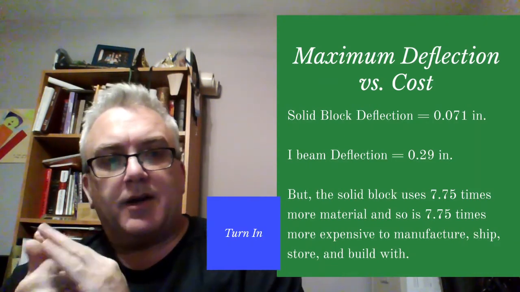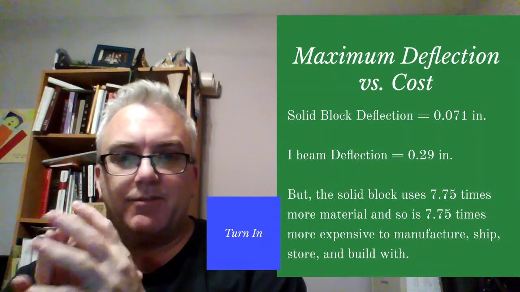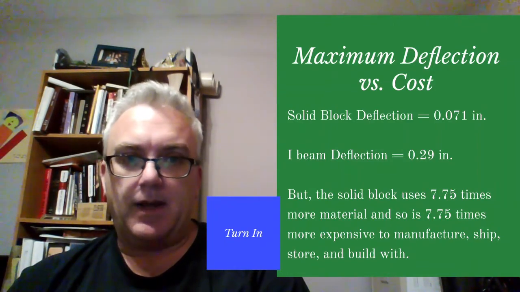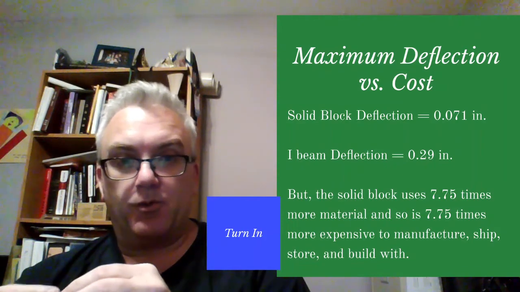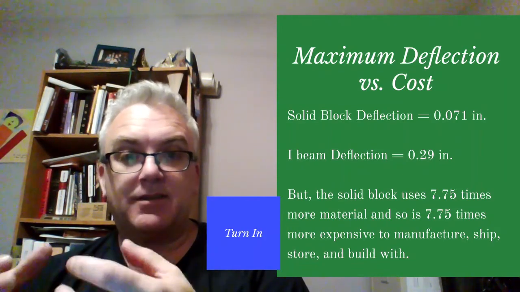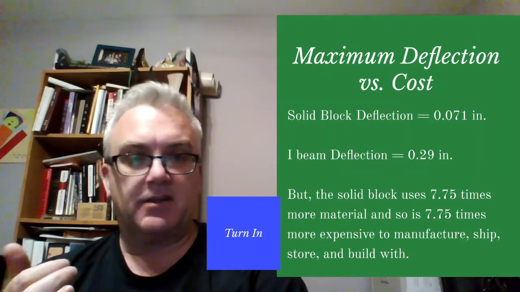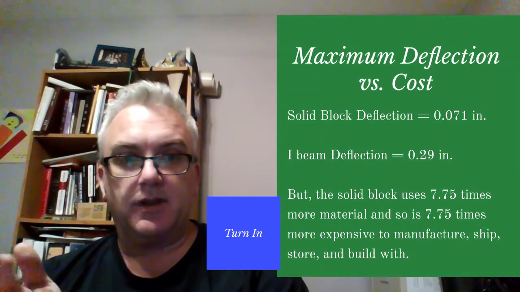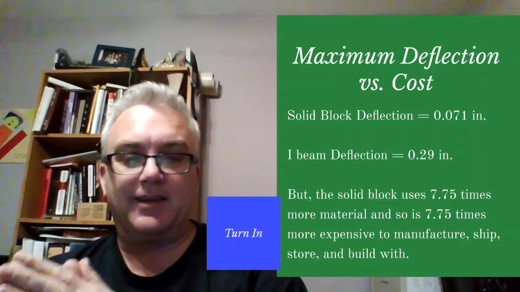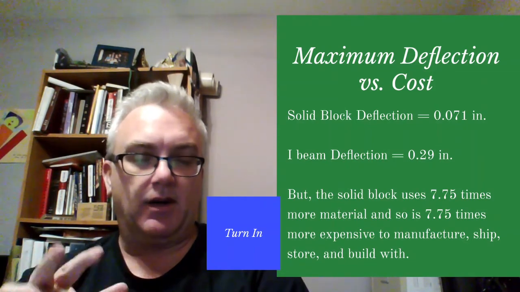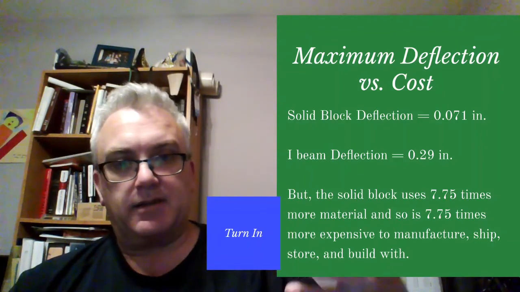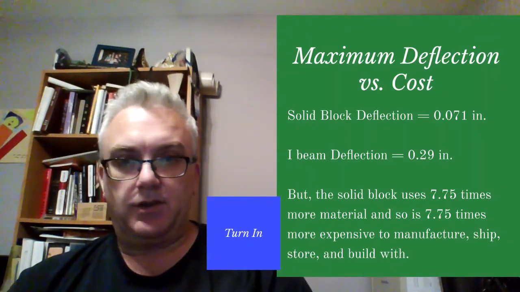So the solid block, though, uses 7.75 times more material. That means it's 7 3/4 times heavier, almost 8 times heavier. It's almost 8 times more expensive to build and to ship and to store and to use, etc. So it's really not worth the extra expense to use that solid block rather than to use the I-beam.